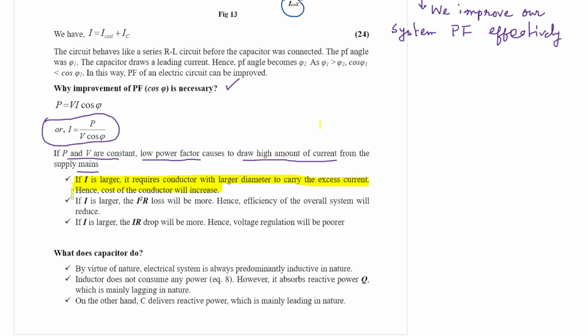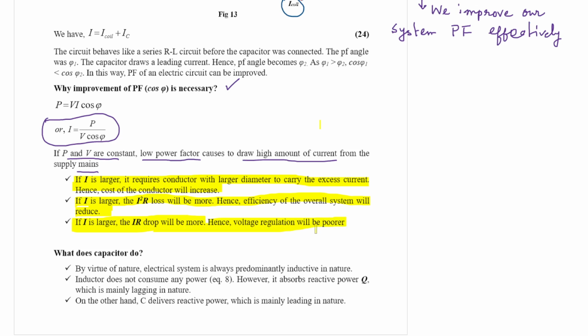This is number 1. If I is larger, then I square R loss will be more. Hence, the efficiency of the overall system will reduce. This is number 2. And 3 is, if I is larger, then the IR drop, that is voltage drop, will be more. Therefore, voltage regulation will be poorer.